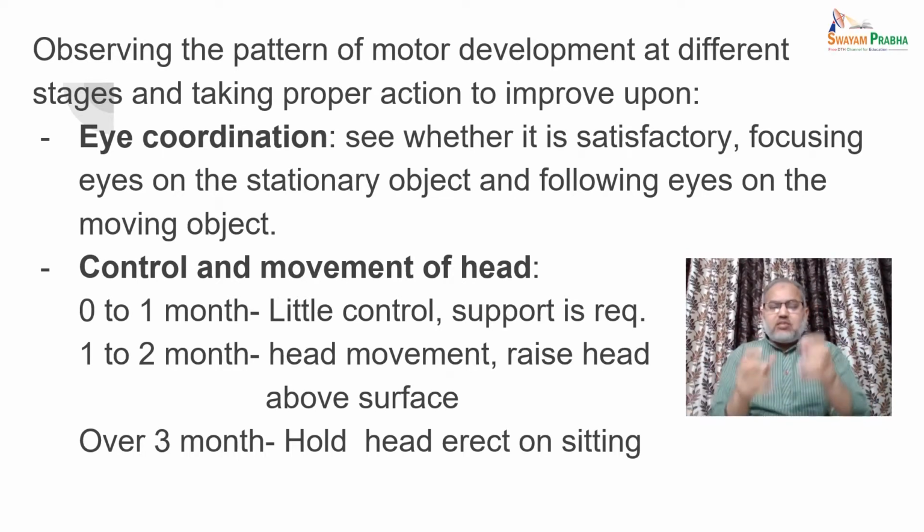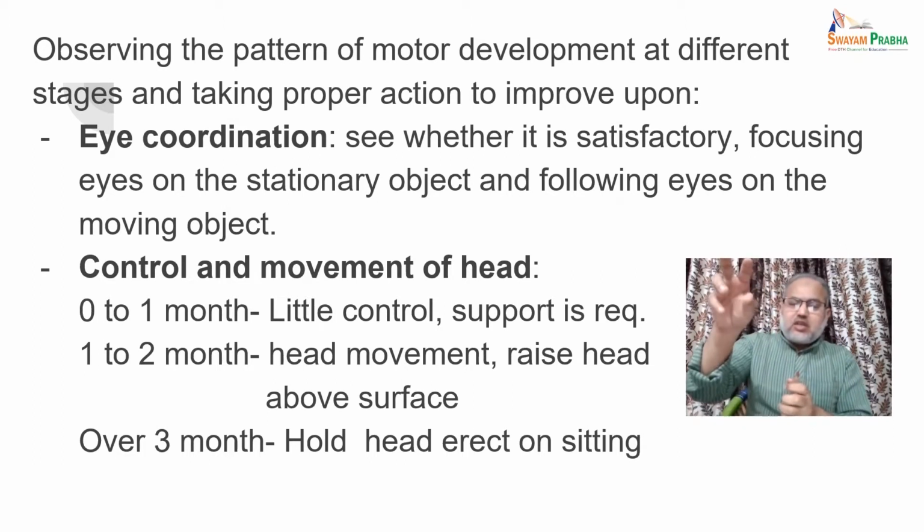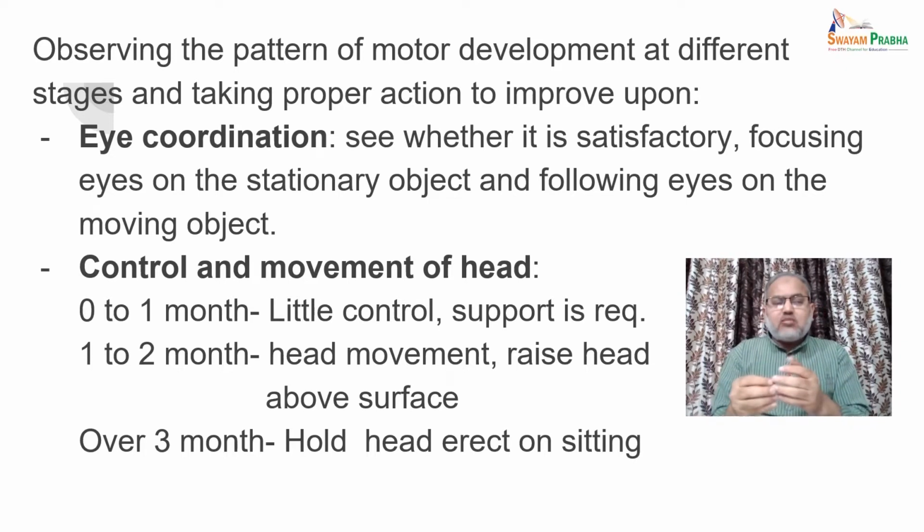You will see that at the birth of the child, children usually focus on a stationary object, but after some time, the child moves their eyes left and right, up and down, and the movement of the eye starts. And if it is coordinated well, you can think that the process of the development of eye coordination is satisfactory.